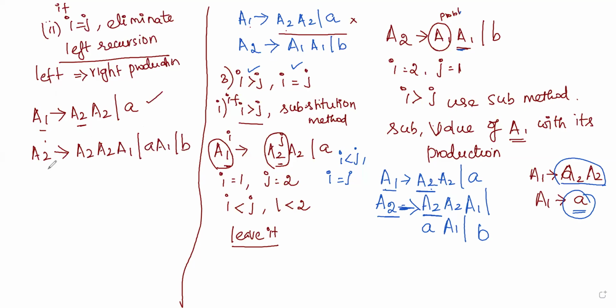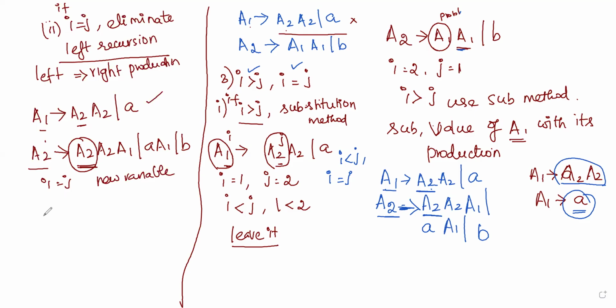Check only the first variable. I is equal to J. So what you have to do, this is reoccurring, so the left side is reoccurring, so it causes left recursion. Left is reoccurring again here. So this causes left recursion, so you have to eliminate it. Which term do you have to eliminate? You have to eliminate A2. So how to eliminate? You have to create a new variable.